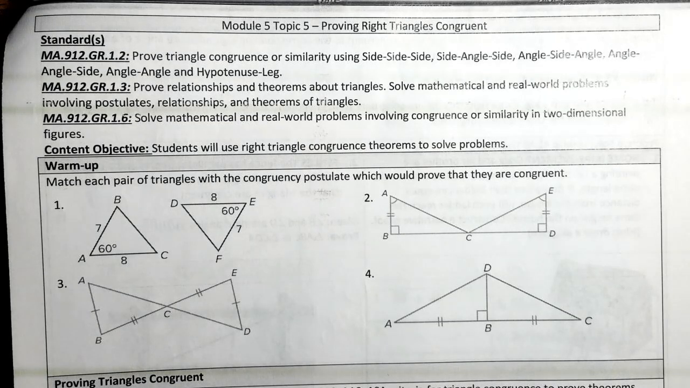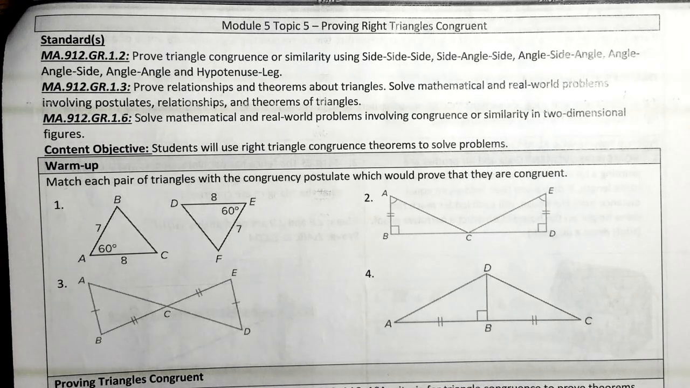The objective for this topic: you are going to use the right triangle congruence theorems to solve problems. We're on page 17 in the Module 5 packet. Start with the warm-up. I'm going to ask you to pause here, work the warm-up, unpause and see how you did after you're done. I'm going to wait 3 seconds, and then I will continue.